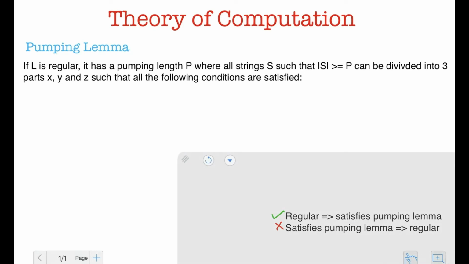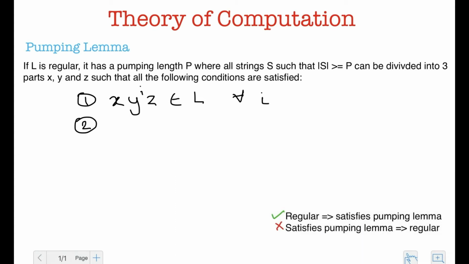So let's look at the conditions now. The first condition is that x, y to the power i, and z should belong to L for all i. The second condition is that the length of y should be greater than 0. And the third condition is that the length of x and y together should be less than or equal to p. The third condition is not extremely important, but it makes the pumping lemma stronger.